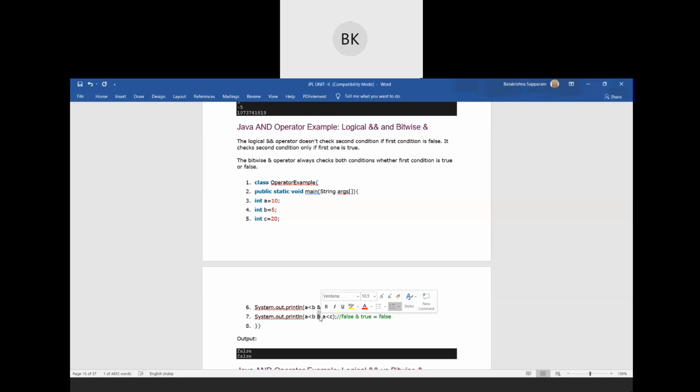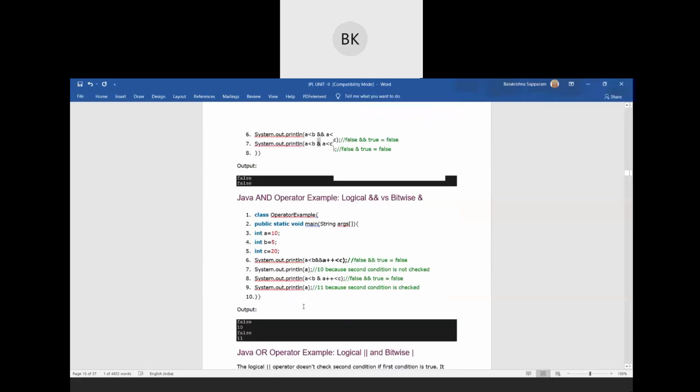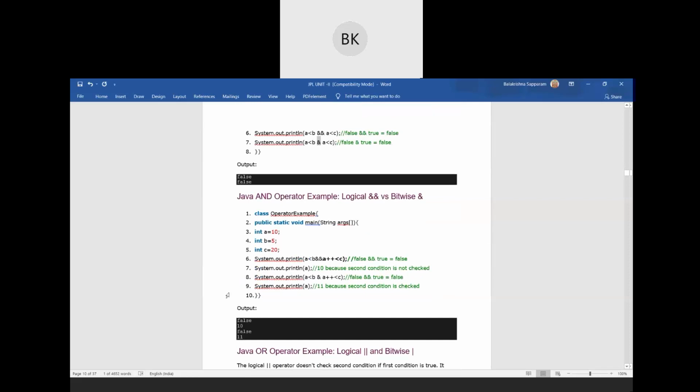Okay, what is the proof that the second statements are not executed? Look here, very clear in this example. Here int a is equal to 10, b is equal to 5. Come to here, what is the a value? 10 is less than 5. What is the a value here? 10. 10 is less than 5 is false, which means, as I said, that is the logical AND operation.